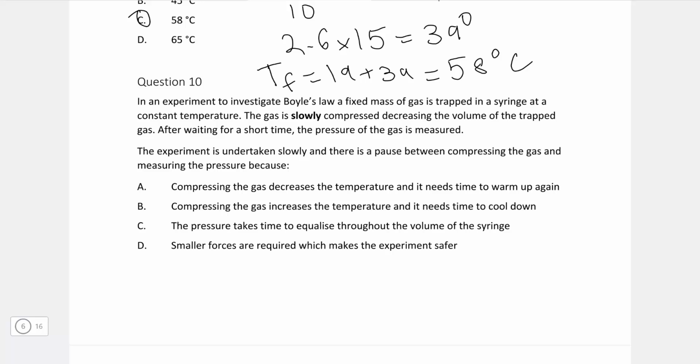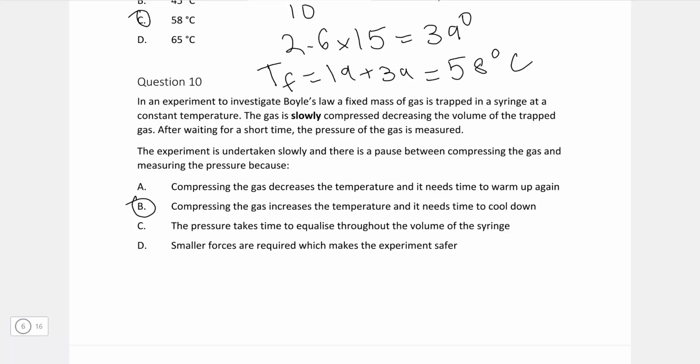have used a bicycle pump, and in a bicycle pump, notice that if you pump a little bit too quick, then the temperature rises, and exactly the same effect can happen here. So we have to do that experiment slowly. When we do that in the lab, the correct answer is B.